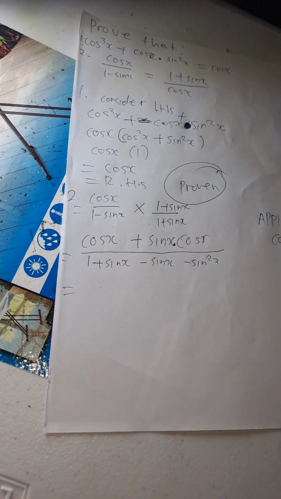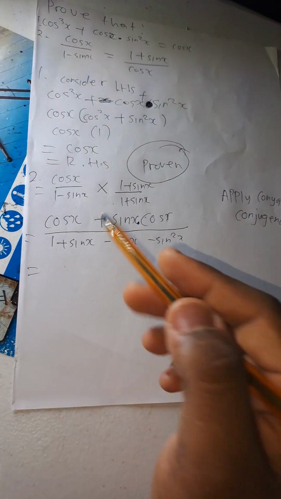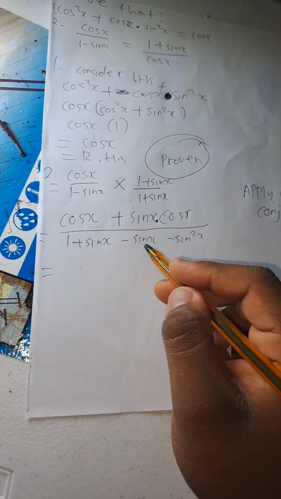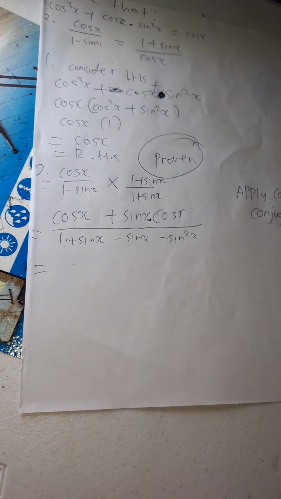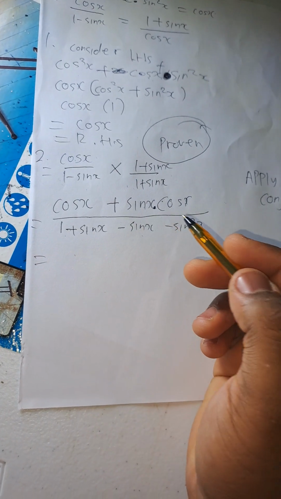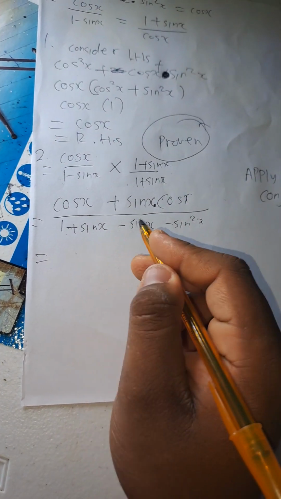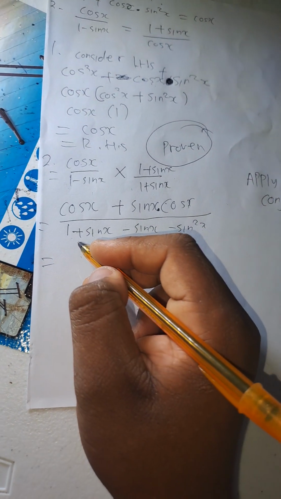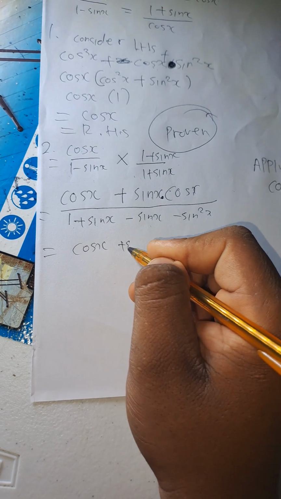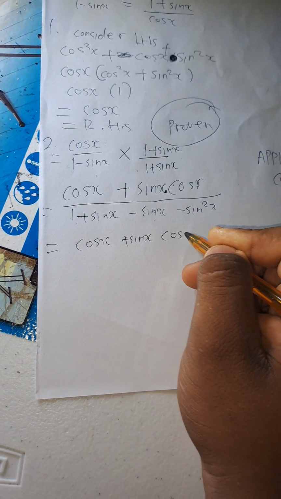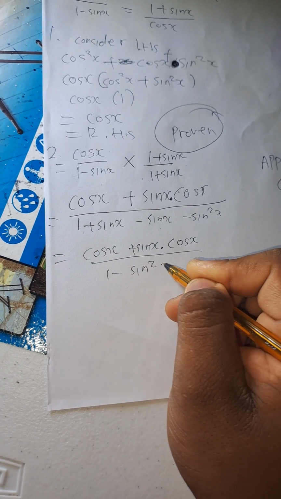Then you have to be careful there. Remember what I said? I have 1 plus sine x minus sine x minus sine squared x, which I can simplify. I have the plus and minus, so I can do the like terms with sine x. So what is sine x minus sine x? It is 0. So I'm going to write my thing again. It's going to be cos x plus sine x cos x, remember, over 1 minus sine squared x.